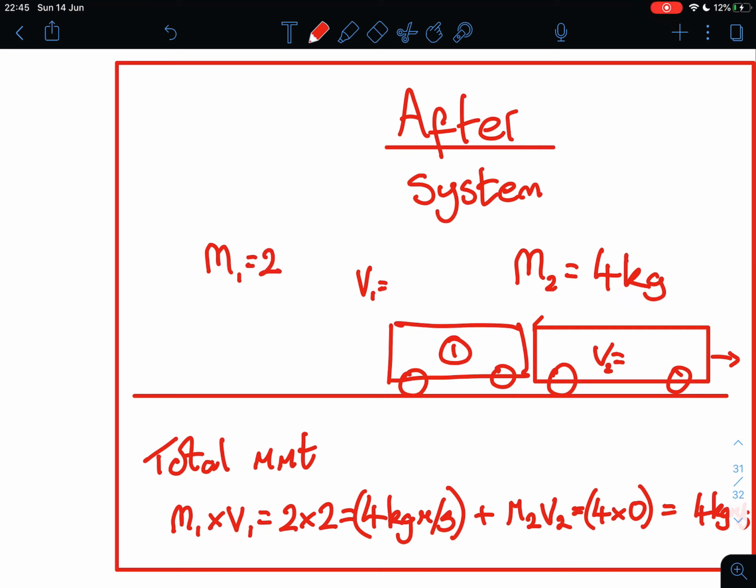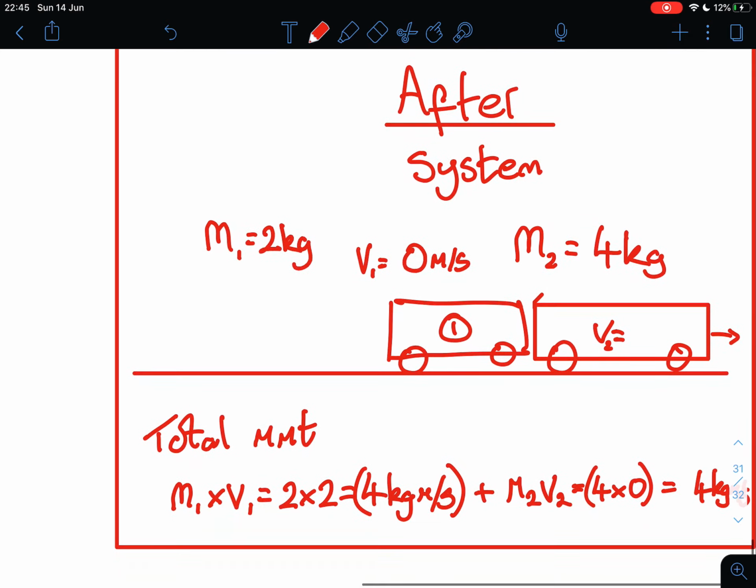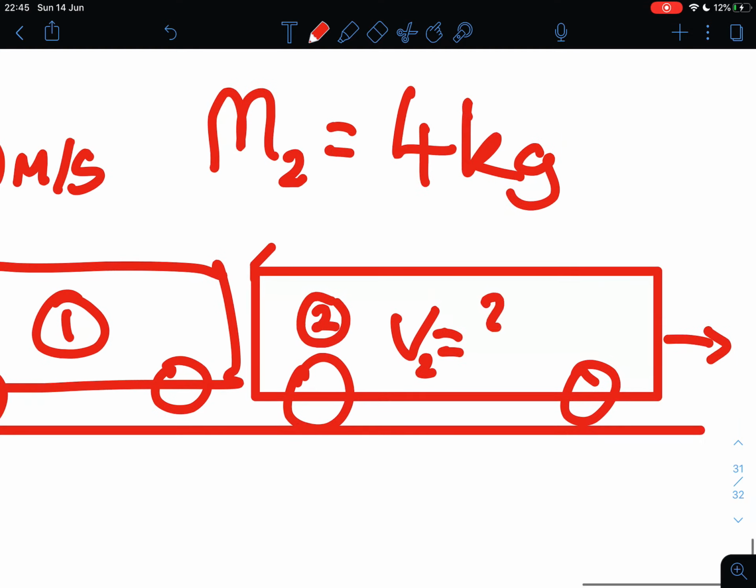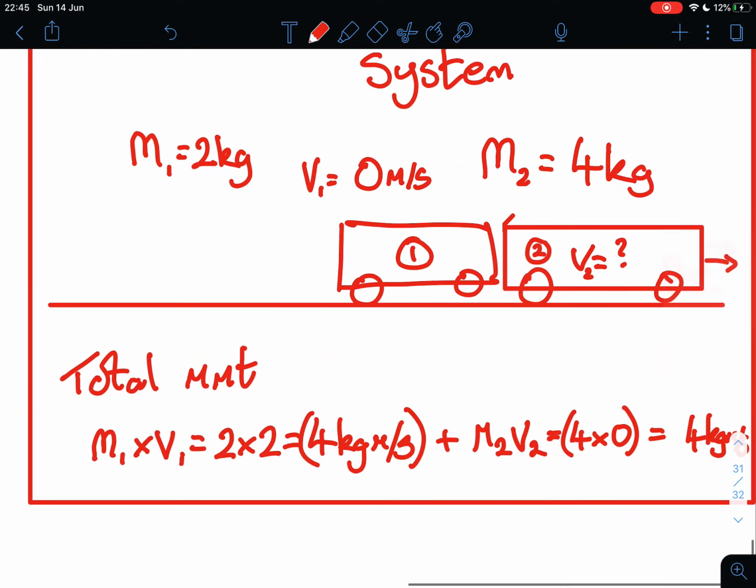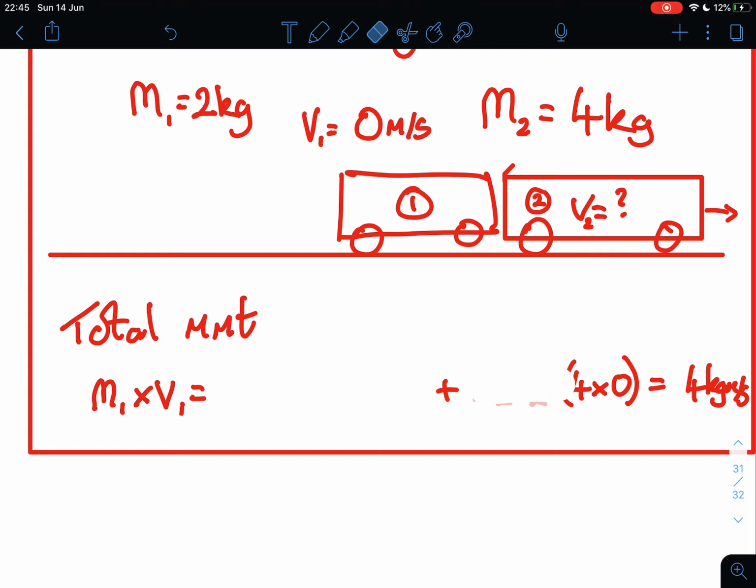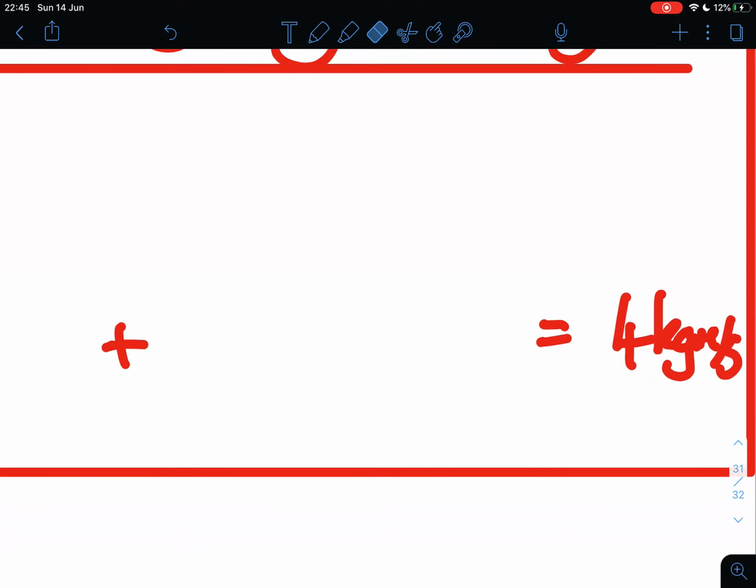So let's have a look at what they are. Well, it's not going to change. So that's going to be 2 kilograms. The velocity is going to be 0 meters per second because it's stopped. It's hit number 2, this car. And this car is going to move away. And we're going to find out how fast it's going to go. So let's have a look at the momentum this time. So we're going to take this out. We're going to take this out. But we're going to leave that there.